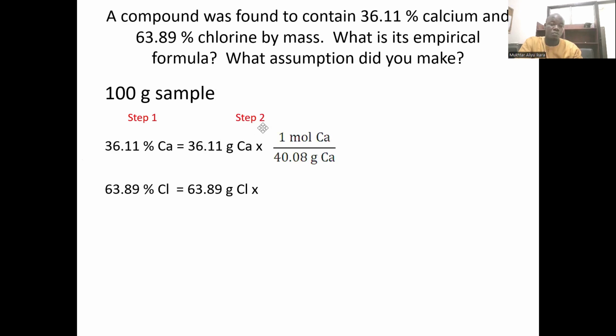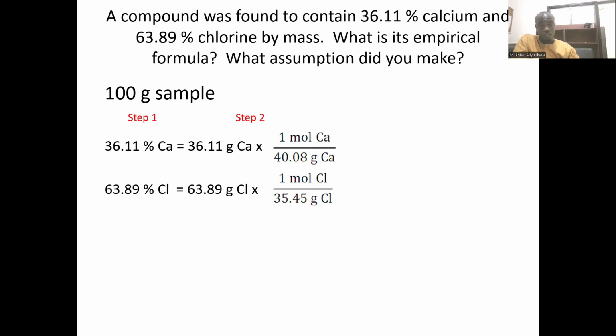We know that 1 mole of a substance contains 40.08 gram of calcium, and then you cross multiply, and after you do that, you are going to get the mole. And of course, you do similarly for chlorine: 1 mole of a substance contains 35.45 gram of chlorine, and for the 16.86 gram will be X.